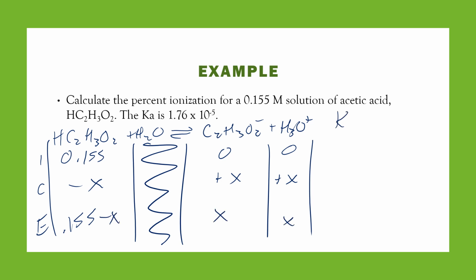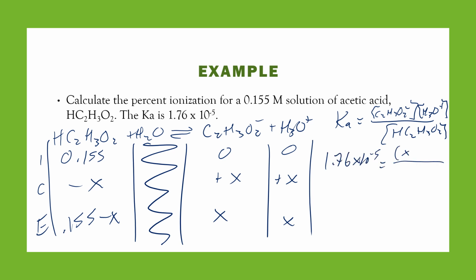Let's write our Ka expression. The acetate, C2H3O2, times the hydronium all over the original acetic acid. And our Ka value is 1.76 times 10 to the negative 5. We have X, X, and 0.155 minus X. I suggest using a graphing calculator to solve for X, and you get that X is equal to 0.00164 molar.